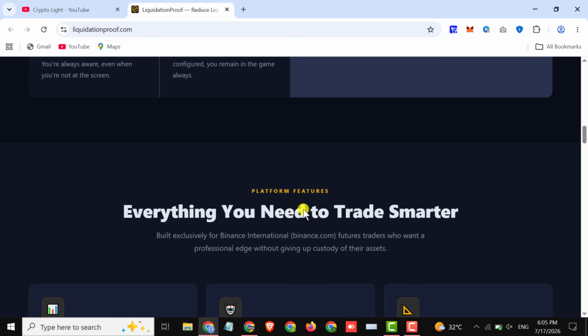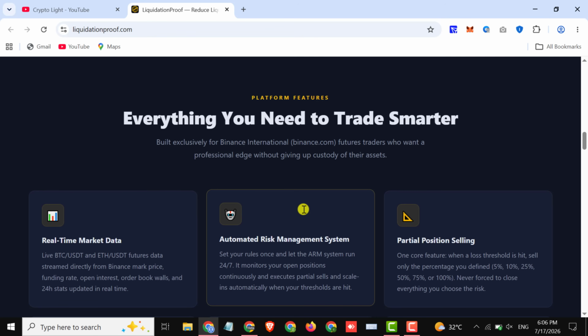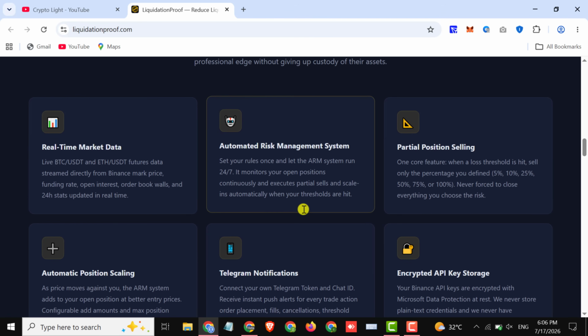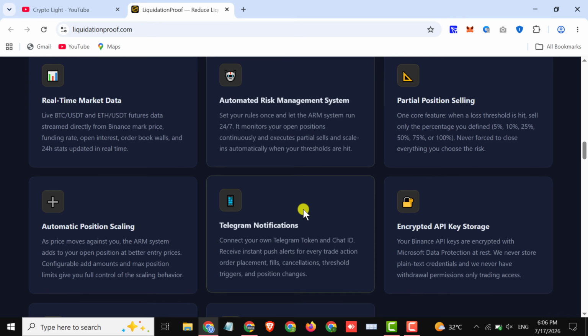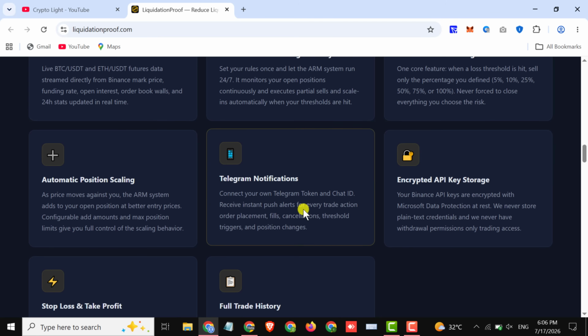So let's move to their important features. There are several important things you should know: this is not an automated trading bot that promises profit, it is not a copy trading platform, it is not an exchange, and it is not a wallet. Instead, it's focused on one purpose: helping traders manage risk more effectively while their funds remain inside Binance. Currently, the system supports Binance.com International Futures, BTC USDT futures and ETH USDT futures. At this time, it doesn't support Binance US or futures trading for other cryptocurrency pairs.